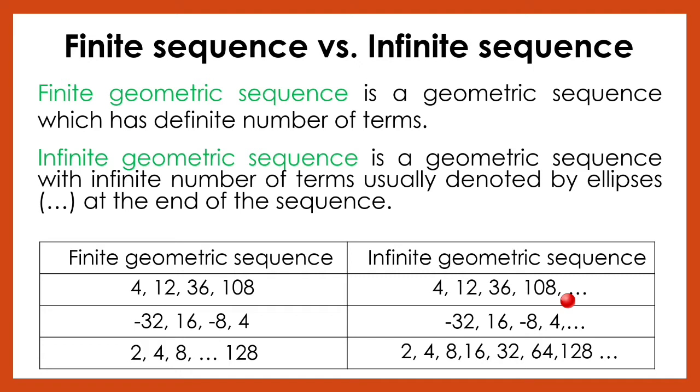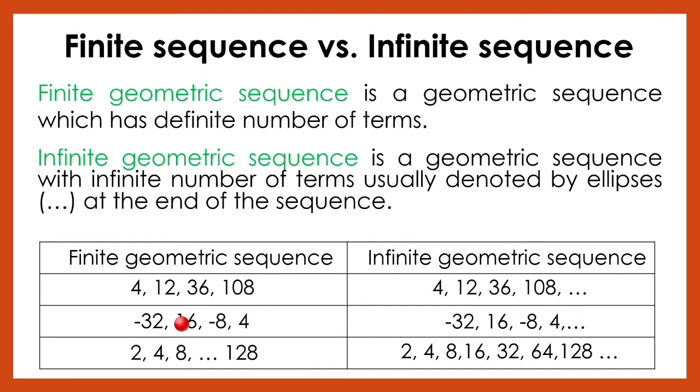Ano ang nakikita niyong pagkakaiba? Sa finite geometric sequence, bilang lang natin kung ano yung mga terms. We have 1, 2, 3, 4. Sa infinite geometric sequence, we have 3 dots at the end of the sequence. It means that meron pang kasunod dito. So, hindi natin alam kung saan siya nagtatapos.